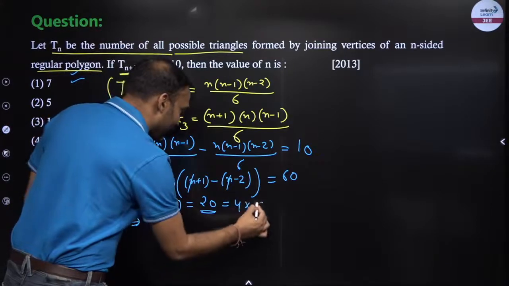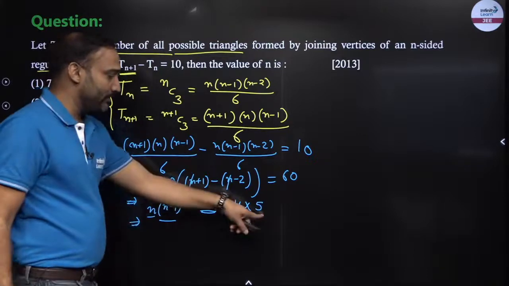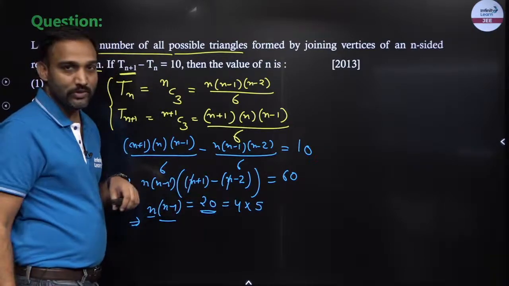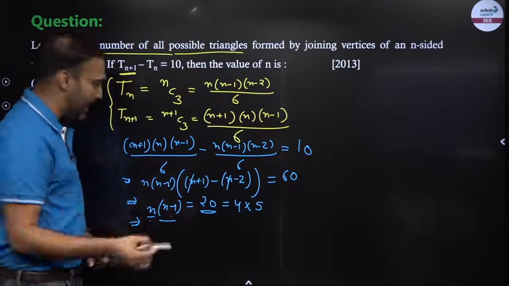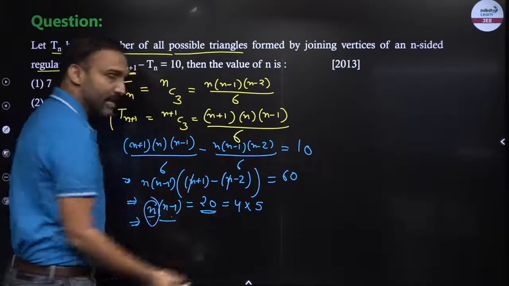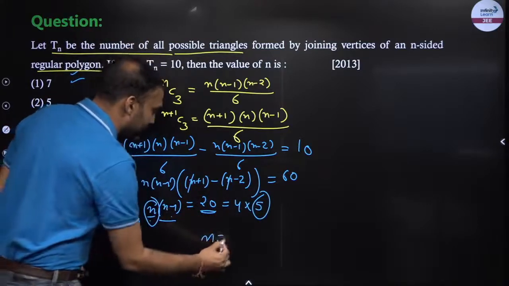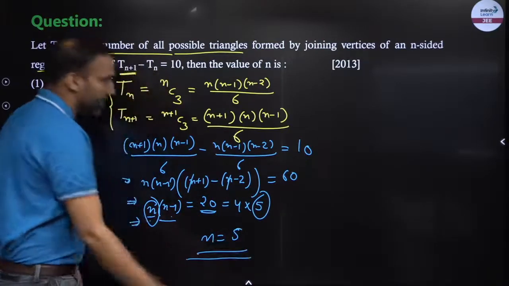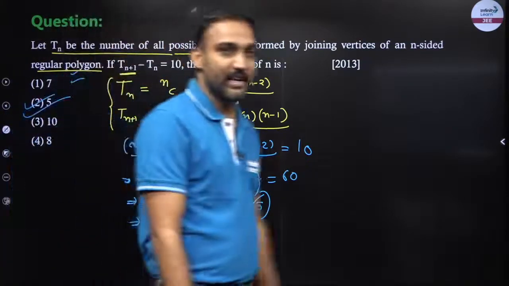This is 4 into 5. So this is also a product of 2 consecutive natural numbers, n and n minus 1. Which one would be larger? n. 4 and 5, which would be larger? 5. So I know my answer is n is equal to 5, and the correct option is option number 2.